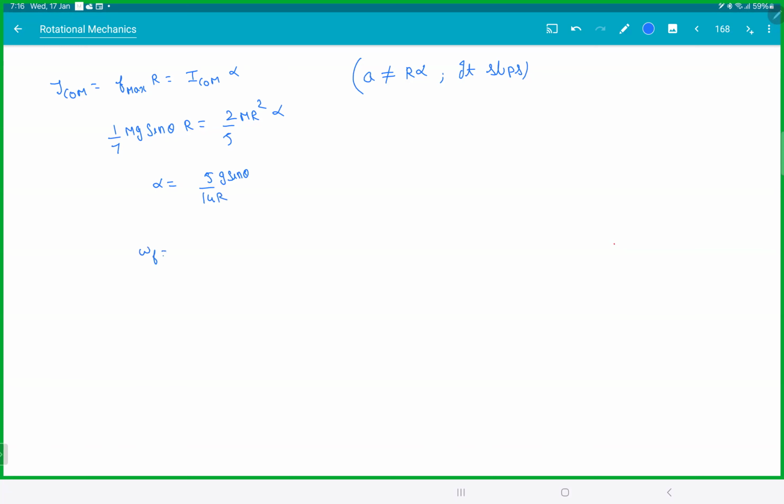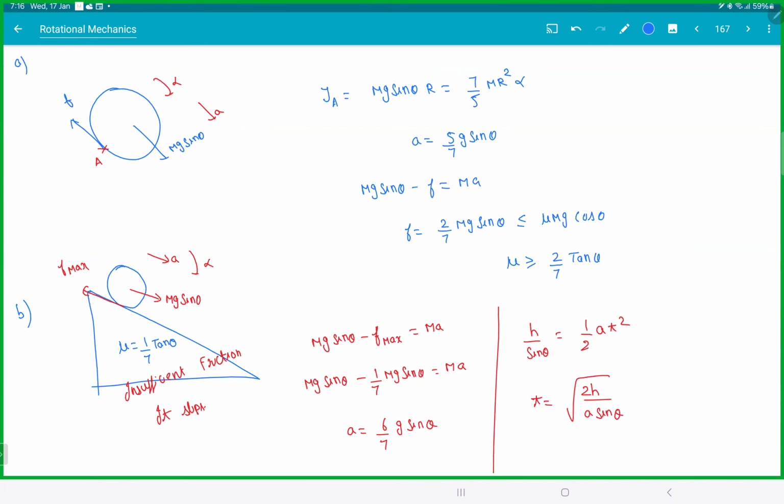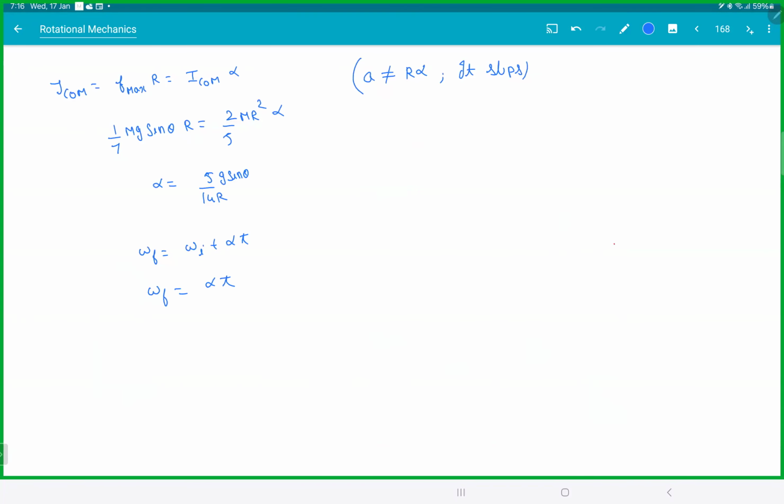Then omega final will be omega initial plus alpha t. So omega final will be alpha into time, and time will come from here. Time you have to get from translation. Check the steps.